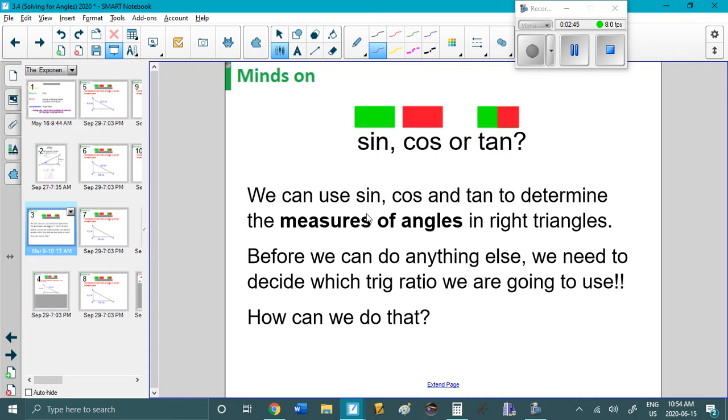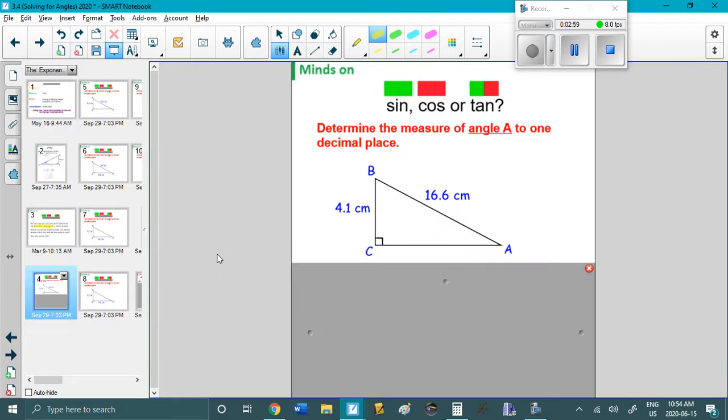Okay, moving on to today's stuff. So far we've used sine, cos, and tan to find the measures of sides. Today, we're going to use them to find the measure of angles. And honestly, if you can do yesterday's stuff, you can do today's. It's just one extra button on your calculator. So what I'm going to do first, I'm just going to set this up here.